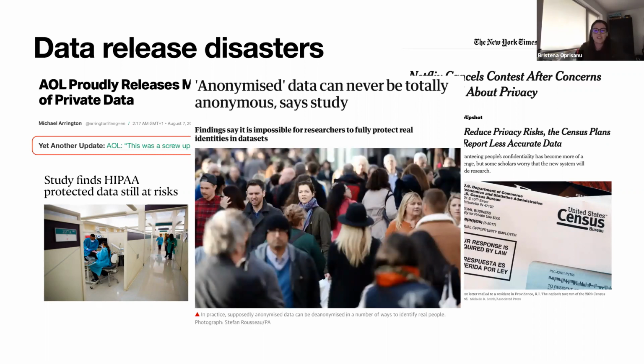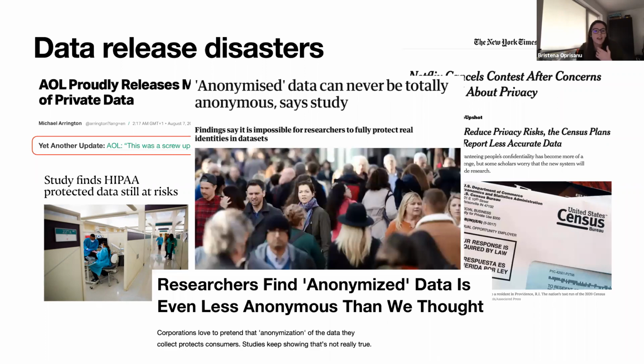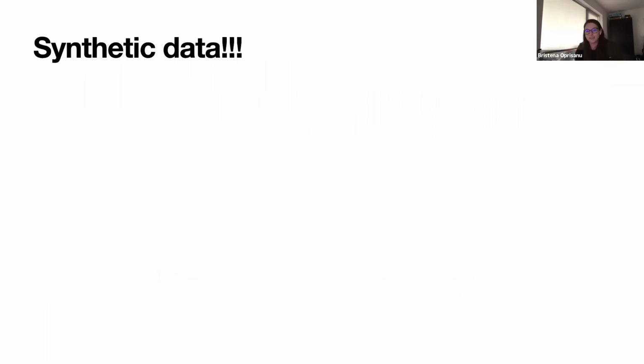And in fact, there has been research lately that said that anonymized data can never be totally anonymous, and that anonymized data is even less anonymous than we thought. So the problem so far is that anonymization strategies that the community has tried up to date, such as generalization or perturbation, have been shown to be ineffective. So the next step is, what if we look at synthetic data?